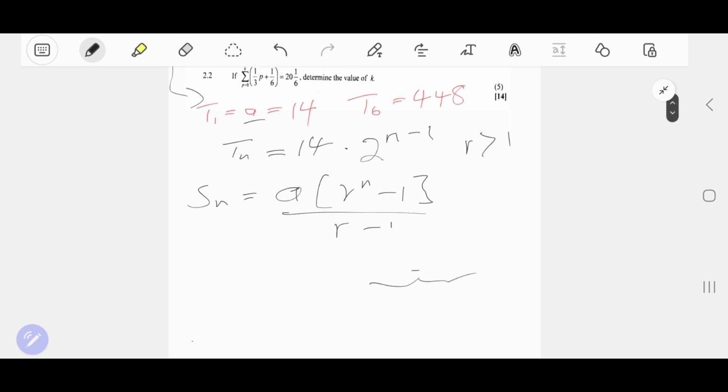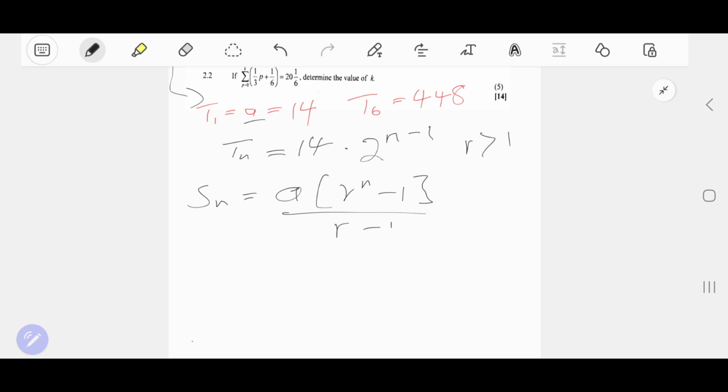R minus 1. So this is the formula that we're going to use, people, to calculate this question. So remember, they're going to add already my numbers. So this is what you have to do, people. This is how you have to answer it moving forward.